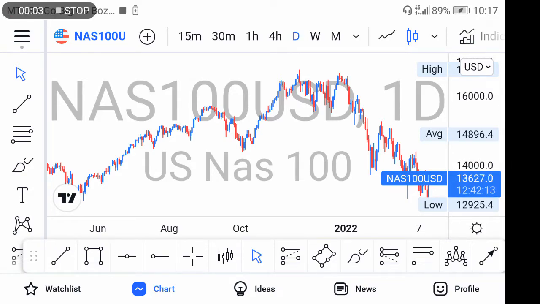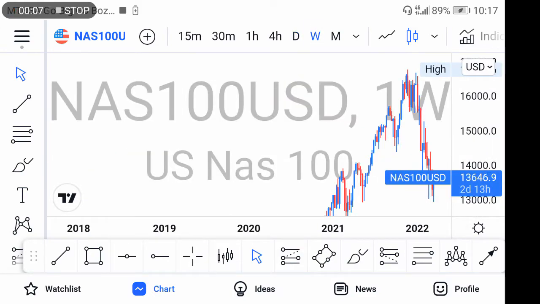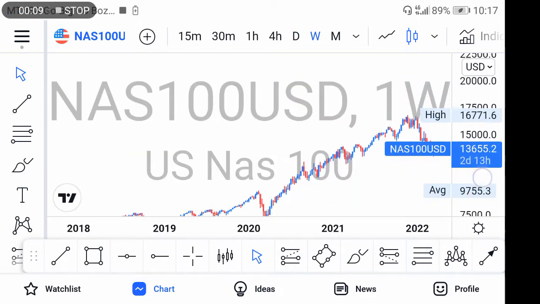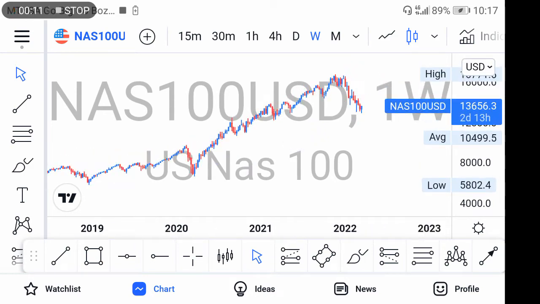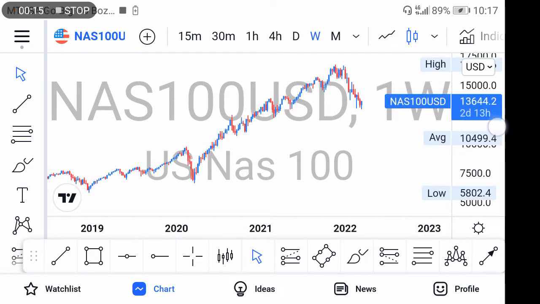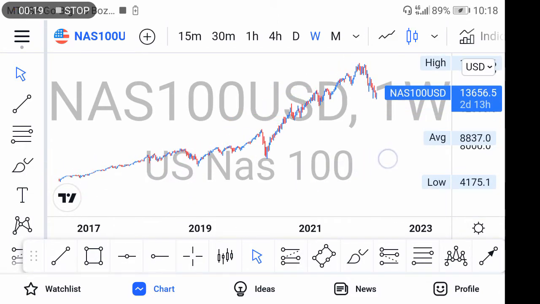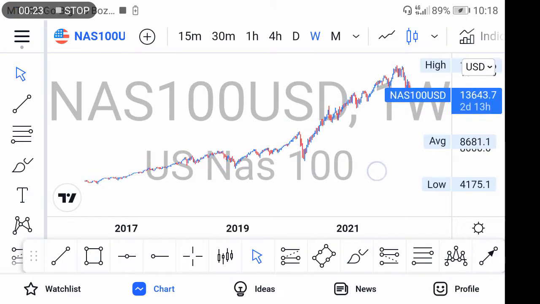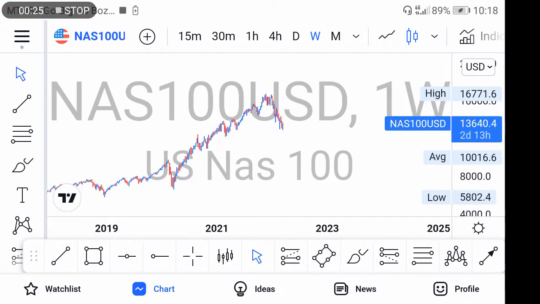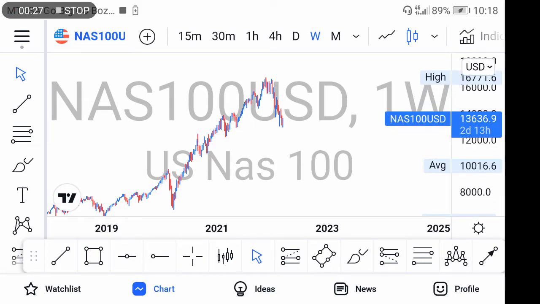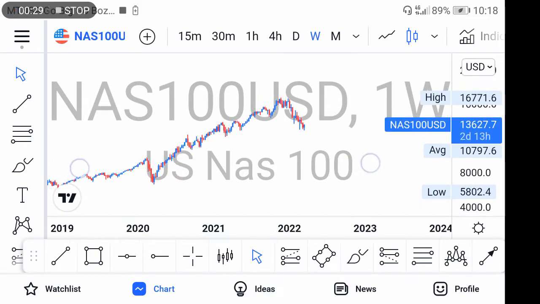Welcome guys. Today we'll be focusing on the strategy that we use to trade NAS 100. This strategy, I call it NAS 100 buy strategy. We're only looking to buy because if you can check, Nasdaq has been on an uptrend since it started, so we're only looking for buying opportunities rather than selling opportunities.